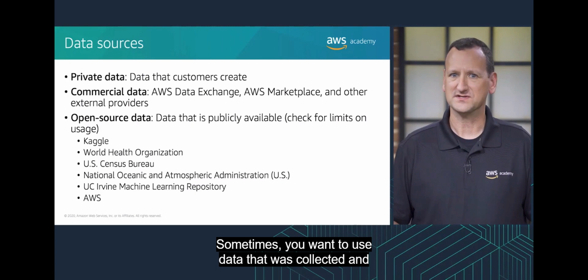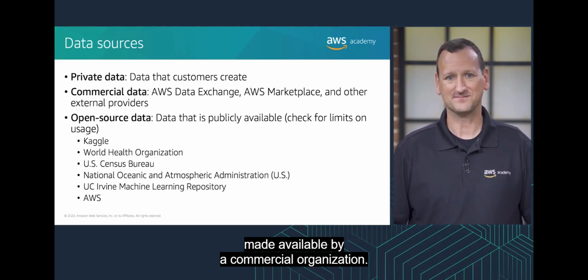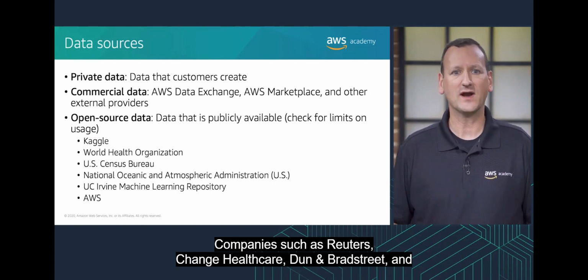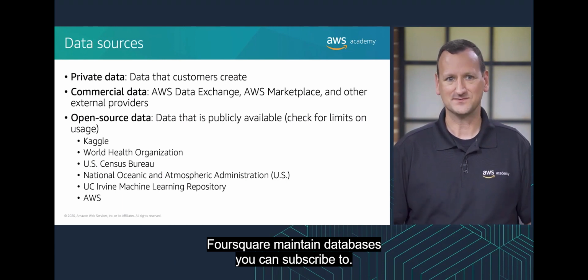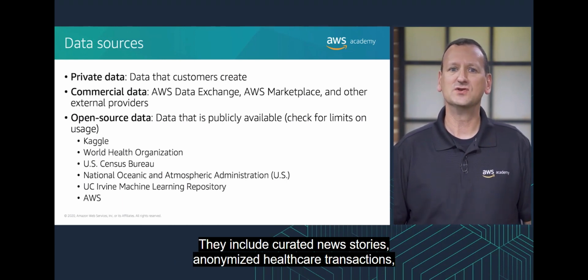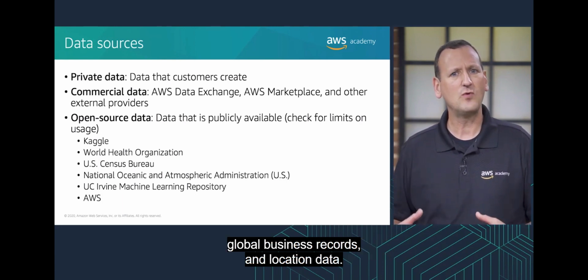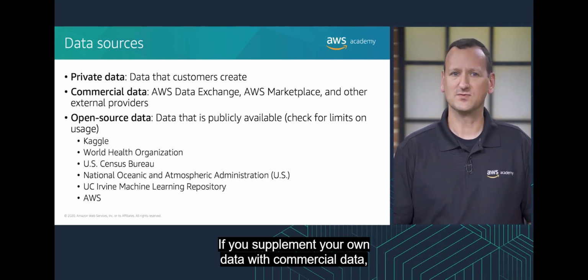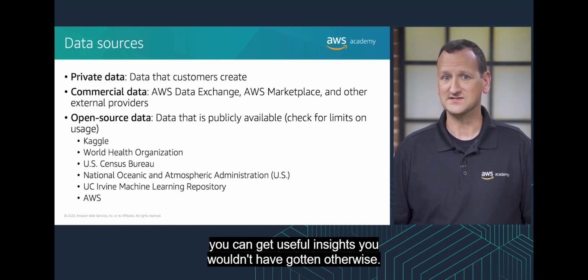Sometimes you want to use data that was collected and made available by a commercial organization. Companies such as Reuters, Change Healthcare, Dun & Bradstreet, and Foursquare maintain databases you can subscribe to. They include curated news stories, anonymized healthcare transactions, global business records, and location data. If you supplement your own data with commercial data, you can get useful insights you wouldn't have gotten otherwise.